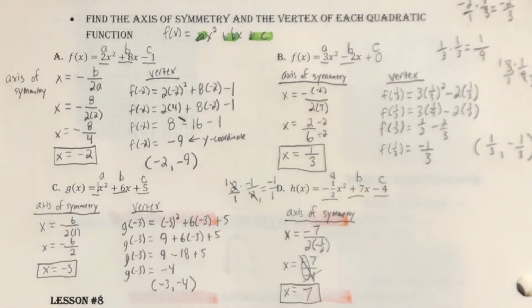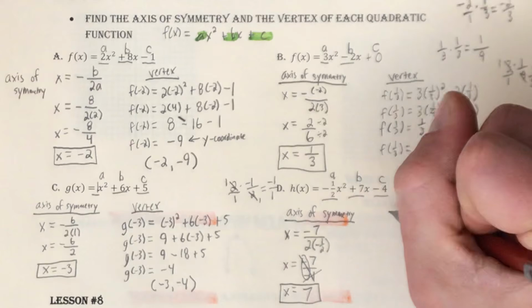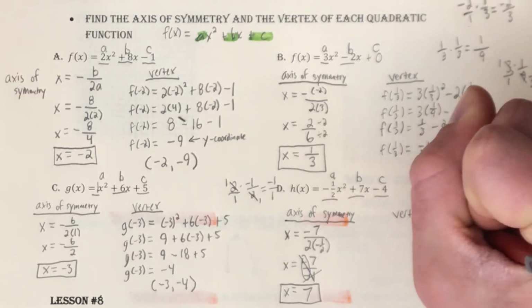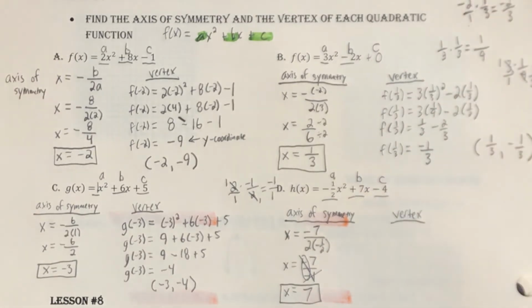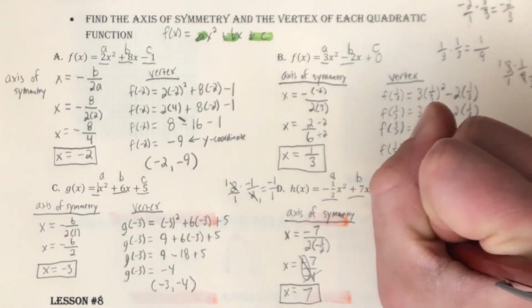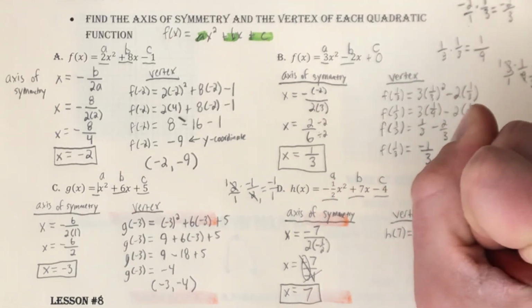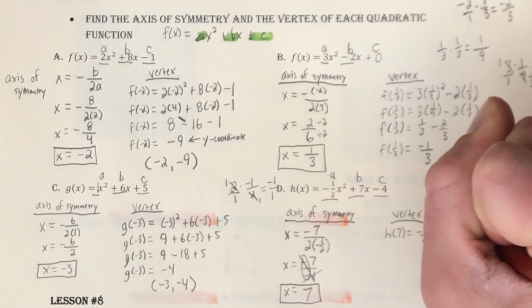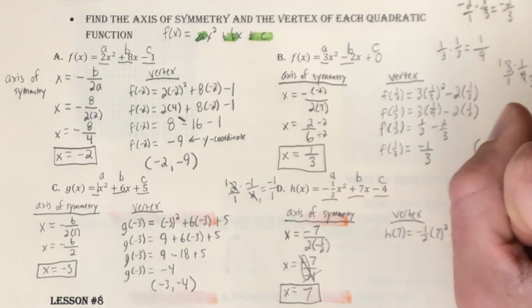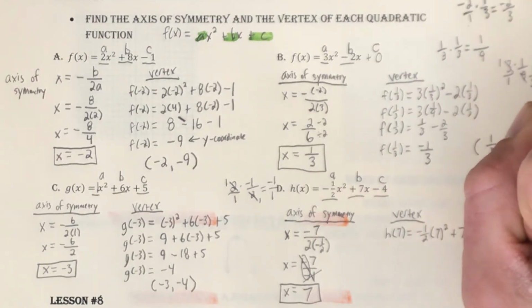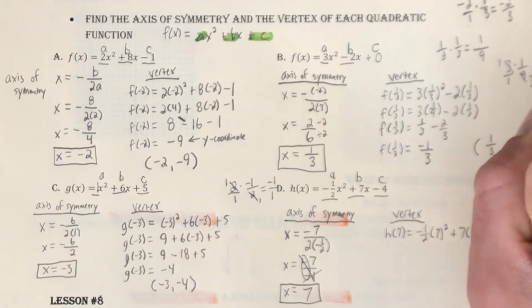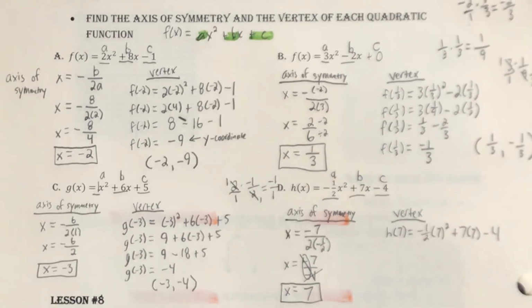So last thing we need to find is our vertex. Again, we find our vertex by taking what x equals, which in this case is 7, and plugging it back into our function and solving for that output. So what I've got is h of 7 equals negative 1/2 times 7 squared plus 7 times 7 minus 4.